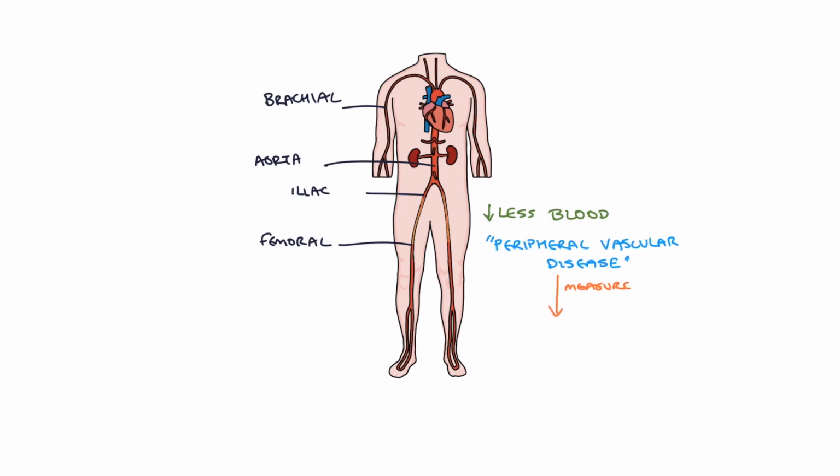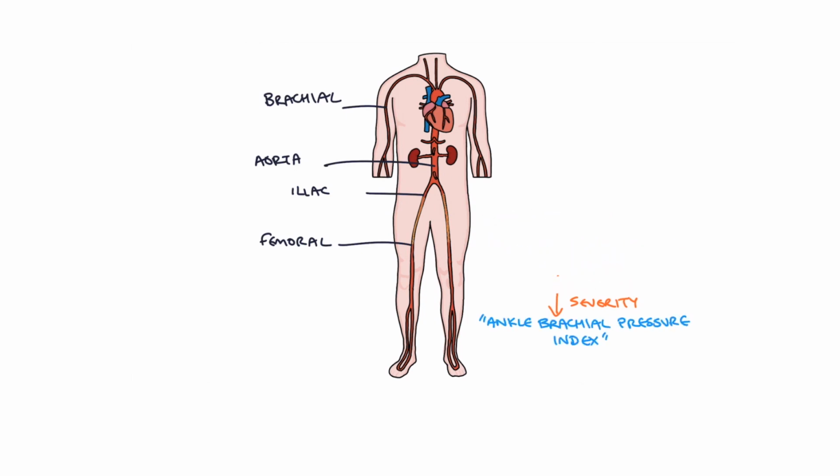And in order to measure the severity of this atherosclerotic disease in the femorals and the distal vessels, we do the ankle brachial pressure index. So how do we do this? Well, we take a blood pressure reading at the brachial artery on the upper arm, and we take a blood pressure reading at the ankle, at the lower leg. And by comparing the two readings, we can find out the severity of the peripheral vascular disease.